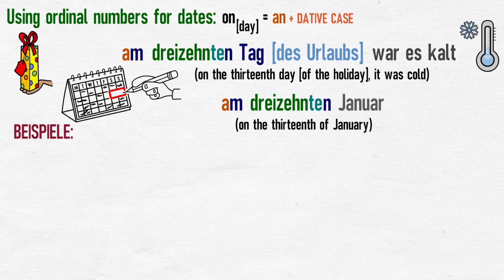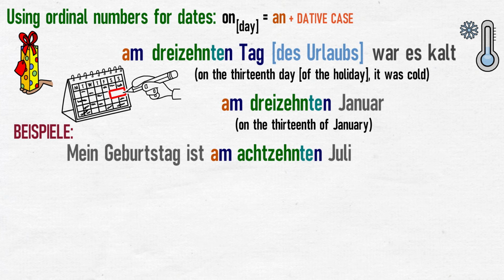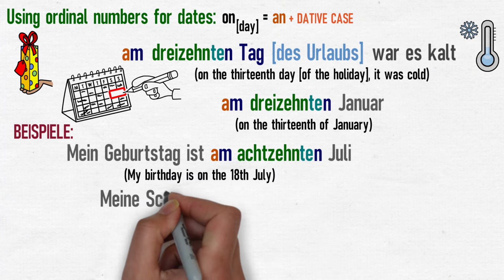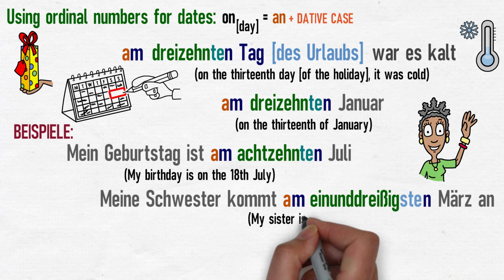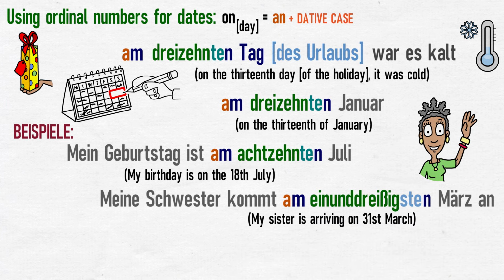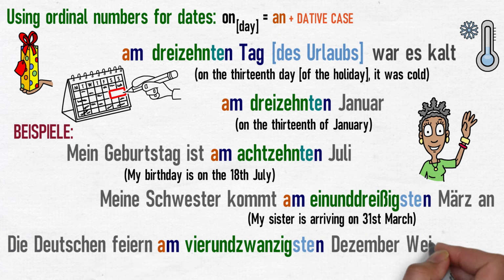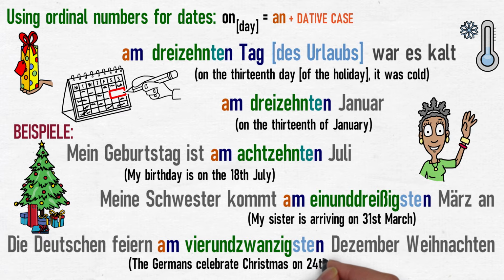Let's look at some examples. Mein Geburtstag ist am 18. Juli. My birthday is on the 18th of July. Meine Schwester kommt am 31. März an. My sister is arriving on the 31st of March. Die Deutschen feiern am 24. Dezember Weihnachten. The Germans celebrate Christmas on the 24th of December.